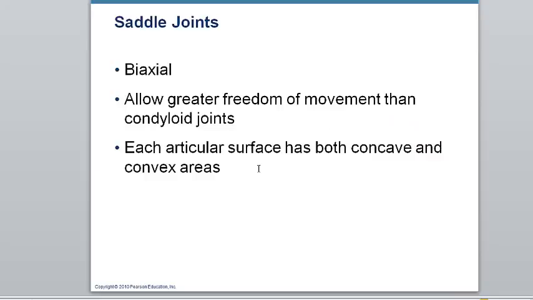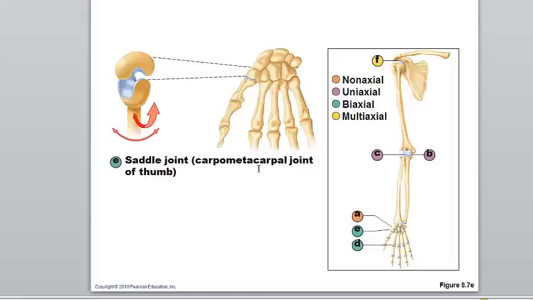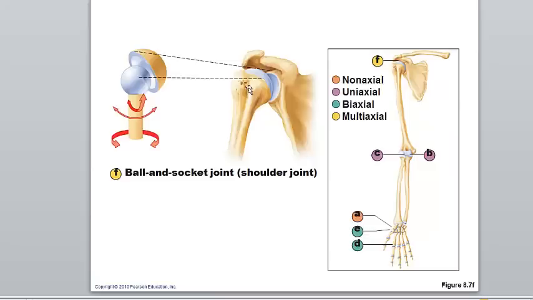Saddle joint. This allows great freedom of movement in this particular joint. One surface is convex, the other one is concave. So here you have your thumb, between the carpal and metacarpal joint of your thumb. That's why you're able to do opposition in your thumb joint. Ball and socket is just that. One surface is a ball-like structure and the other surface is a socket-like structure. Ball and socket over here is the shoulder joint, but you can also give an example as the pelvic and femur joint as well. That is also considered a ball and socket joint.